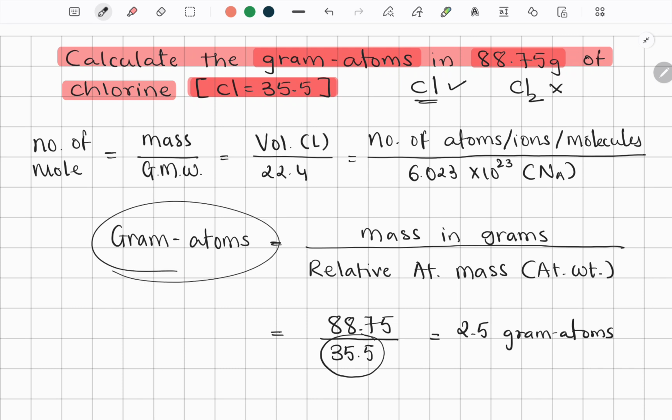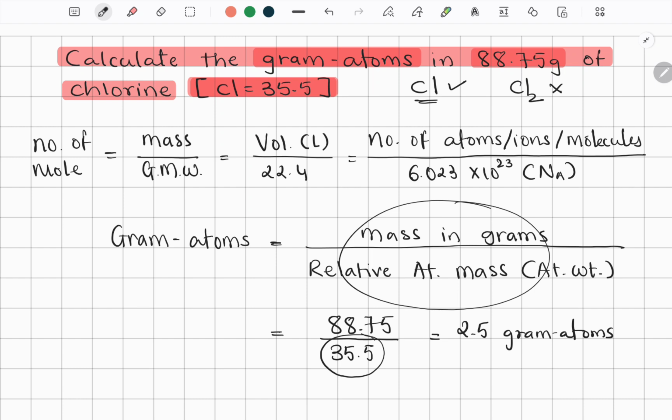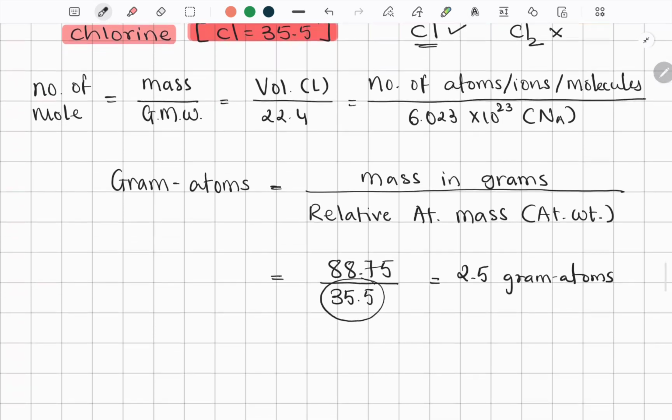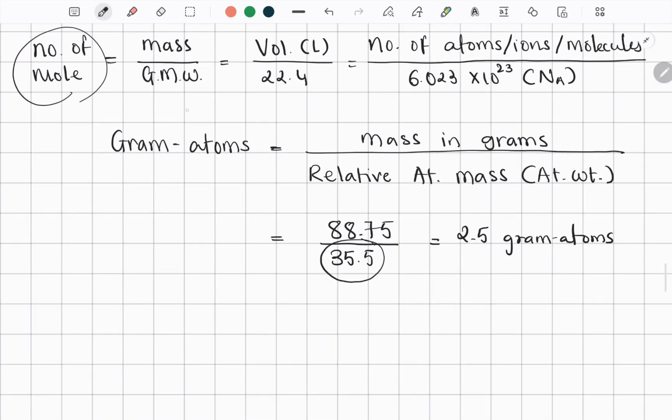So what is the gram atom? Mass in grams upon relative atomic mass, and when you do it you get the answer 2.5. Even if you had used the gram atomic weight formula, you would have got the same answer, 2.5 gram atoms. So what is the difference between gram atom and number of moles? The gram atom refers to the mass of 1 mole of atoms of an element, usually expressed in grams and numerically equal to the atomic weight of the element.